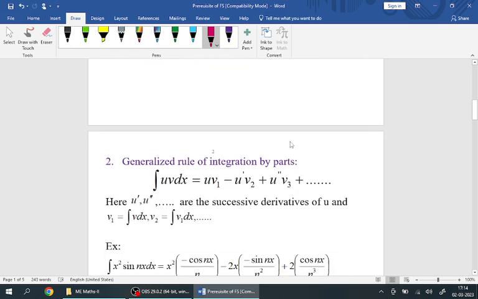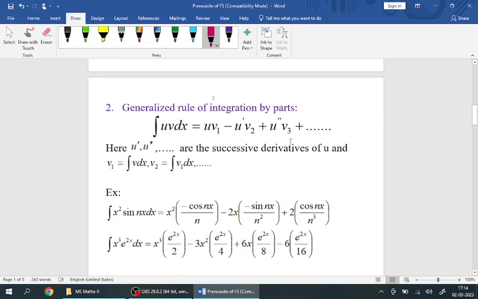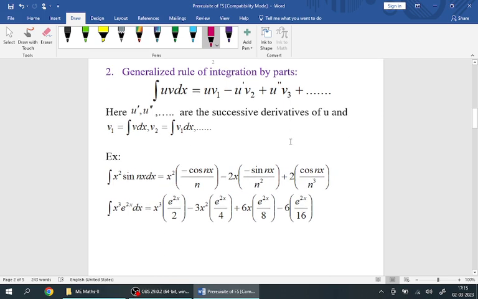Second, a very important rule that we mainly require in Fourier series: whenever we come across integration by parts, and in that one of the functions is algebraic, and the other is trigonometric or exponential, we will not worry about that. Whenever one of the functions in the multiplication is algebraic, in such a case we use the generalized rule of integration by parts, integration of uv dx.